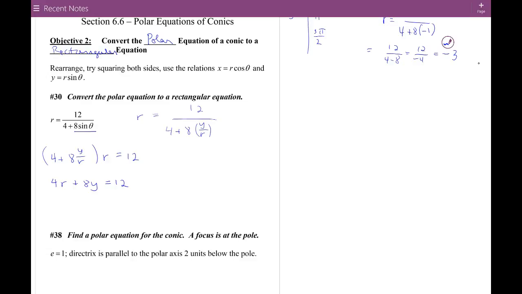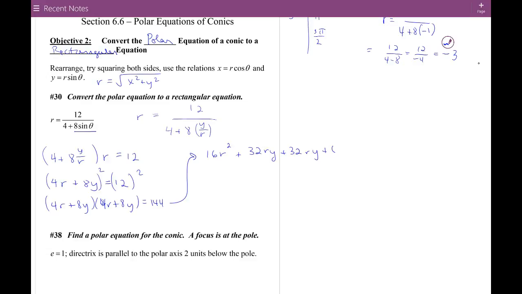Okay, now we might need to do something like square both sides. That often needs to happen so they don't end up with square roots, because remember, r equals the square root of x squared plus y squared. So let's try squaring both sides and see what happens. So I'm going to get 4r plus 8y quantity squared equals 144. So I'm going to have 16r squared plus 32ry plus another 32ry plus 64y squared, and that's going to equal 144.